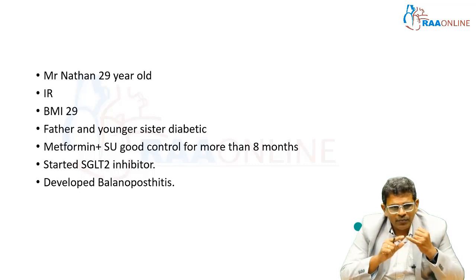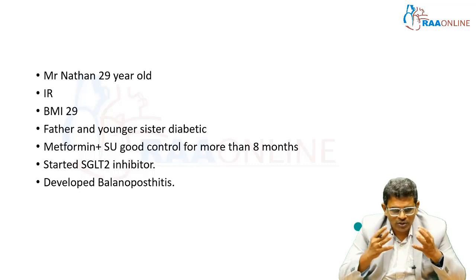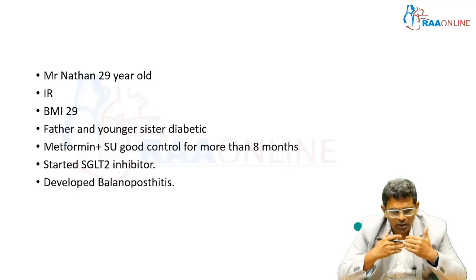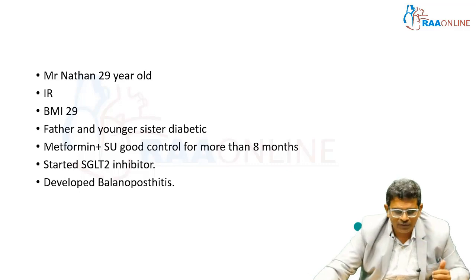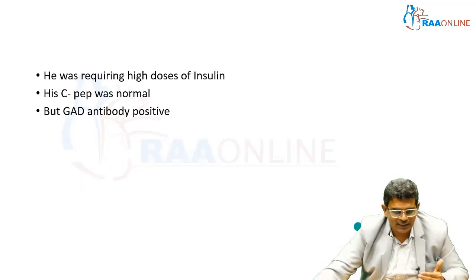When he came, he had been started on metformin and sulfonylurea by another doctor. And he was on good control for 8 months. Now, the reason he visited was he was started on SGLT2 inhibitors since the control was not good. But at the same time, whether because of the hyperglycemia or because of the introduction of the SGLT2 inhibitor, his sugars were very high. In spite of being on SGLT2 inhibitors, his sugars were not under control. At the same time, he developed balanoposthitis. So this is how the patient presented.